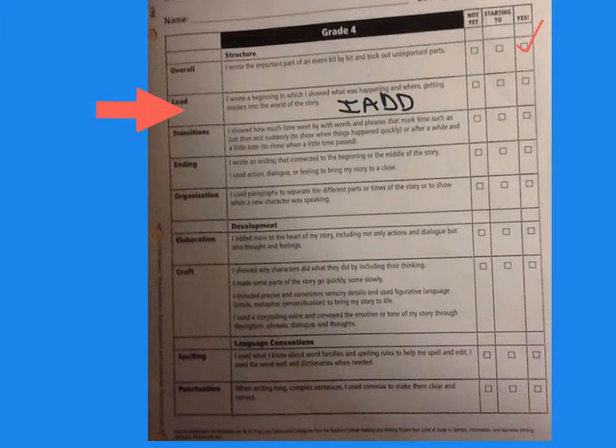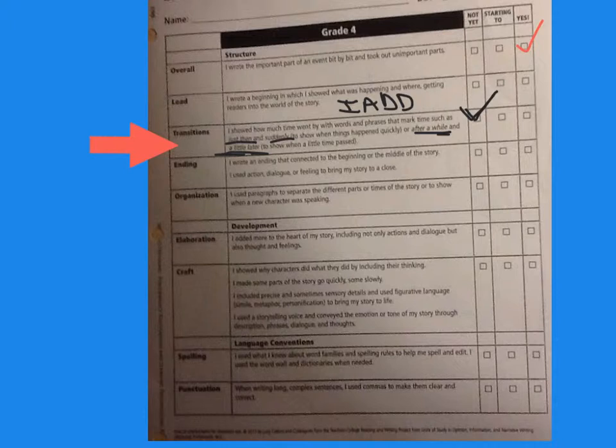Then you're coming down to transitions. For transitions, in your story, we should see some words that mark passing of time, such as just then and suddenly, and after a while, and a little later. If you don't have any of those, you would want to make sure to go back and add some of those transitions to your story.